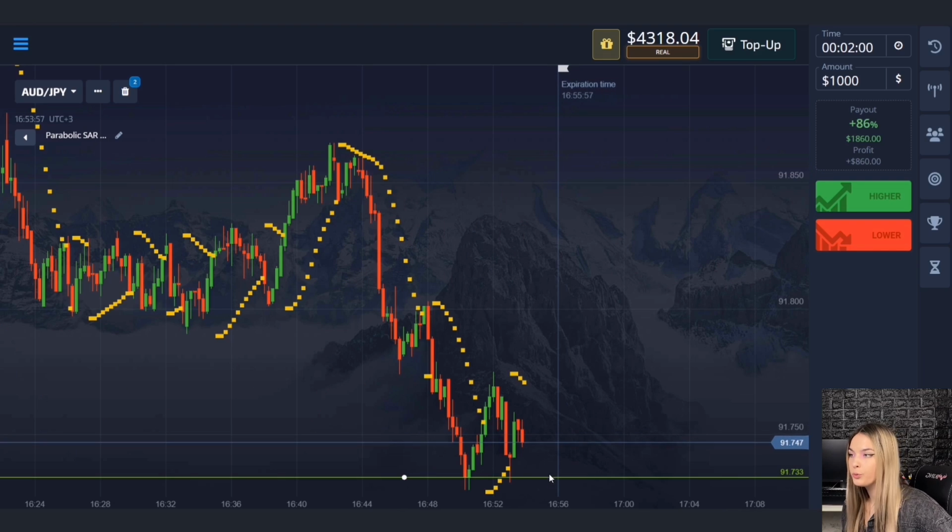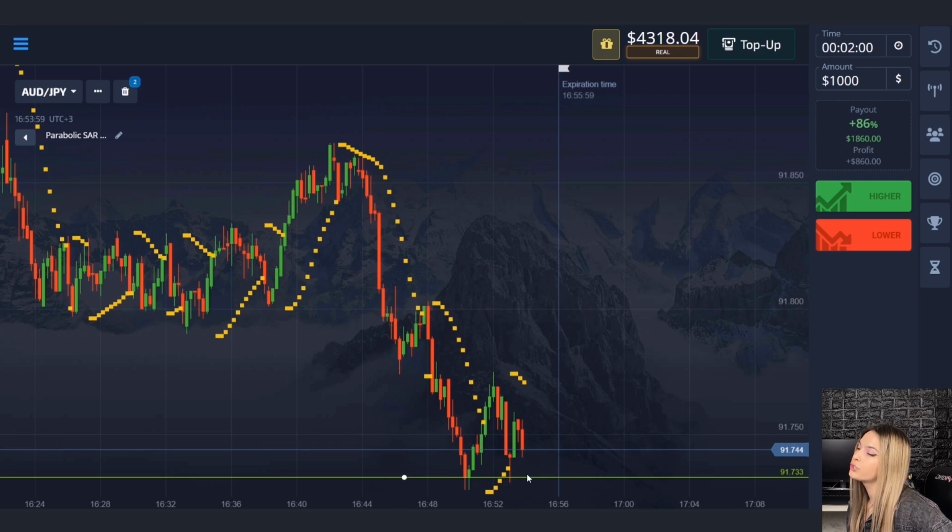Here we have a level of support. We also see that at the moment the price is approaching our level. There is a kind of compression. Let's open a deal for 2 minutes to go down.